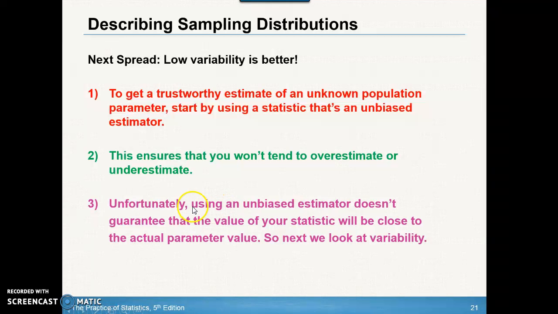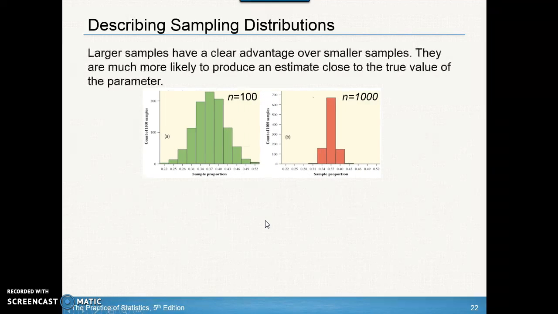Unfortunately, if we do happen to get an unbiased estimator, it doesn't guarantee that the value of our statistic is going to be close to the actual parameter value. So we're going to take a look at the variability and see what is the best thing that we can do. Number one, larger samples have a much better advantage over smaller samples. They're much more likely to produce an estimate that's close to the true value of the parameter.